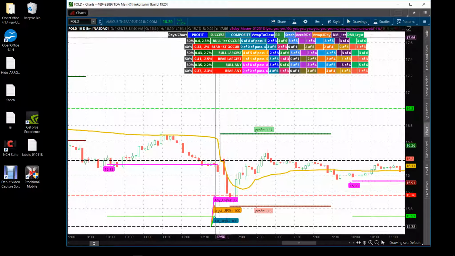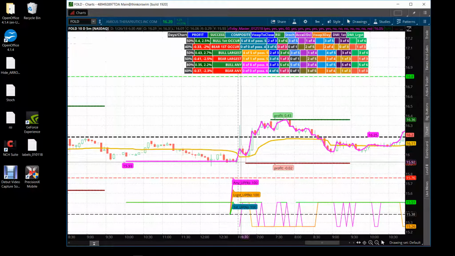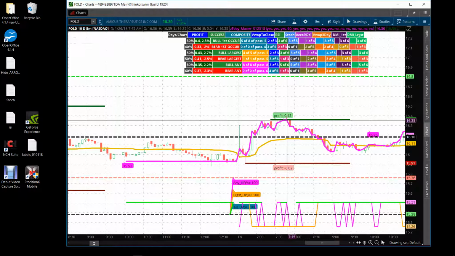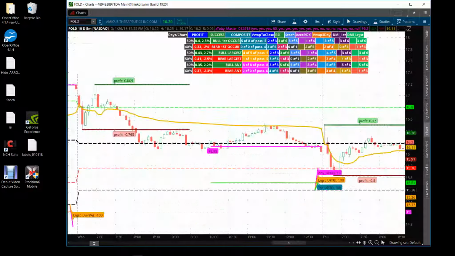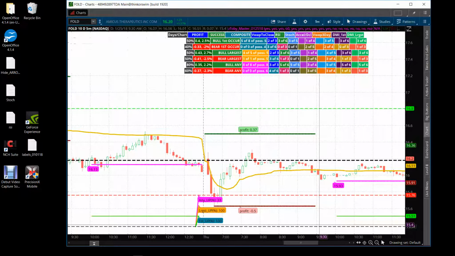So in the chart back up here, we have different categories. Bull first, bear first. That's what I'm talking about: what occurs first. We have bull largest, bear largest, and then we have bull any, bear any. In this day, look at it. It did a bull and it did a bear, right? But in this day, here's the closing. It went down a little bit, so it really didn't do a bear. It just did a bull. Some days it'll do both. A split day would be like it went up and it went down. So that's what the any category is.